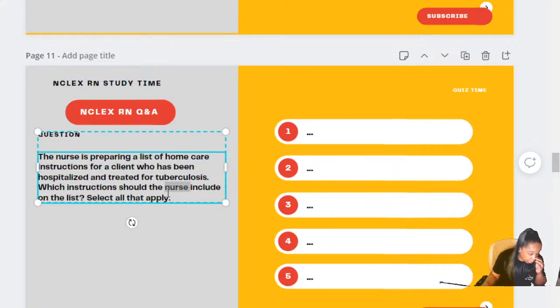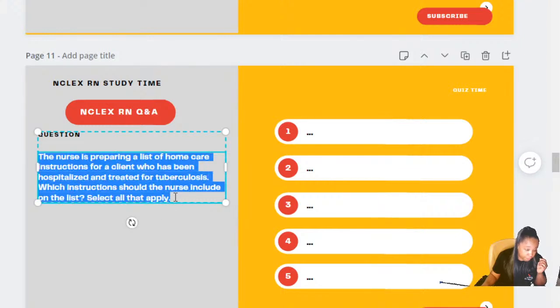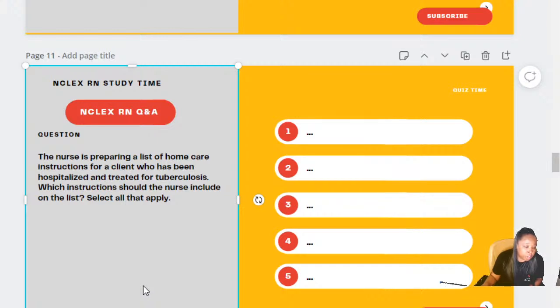Okay, that question is very important. Very important, guys. You need to know that. A nurse is preparing a list of home care instructions for a client who has been hospitalized and treated for TB. Which instruction should the nurse include on the list? Select all that apply. You have a patient that has TB. You need to know all the stuff that you have to do for TB. This is one of the most important questions in the NCLEX.